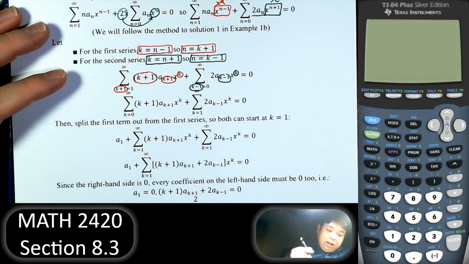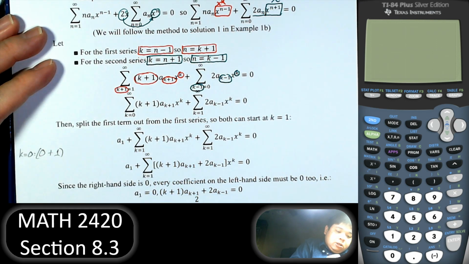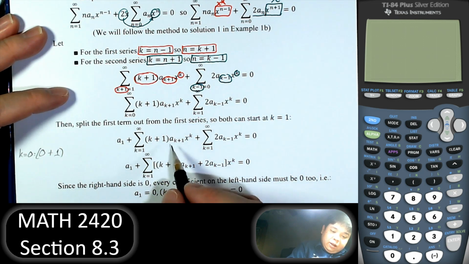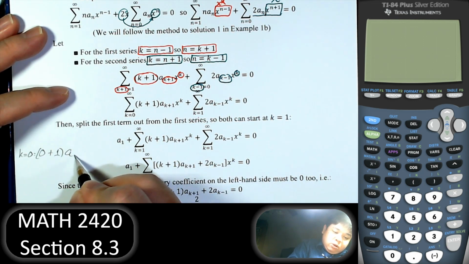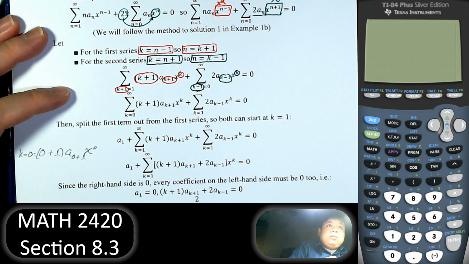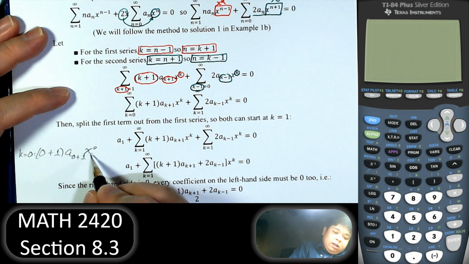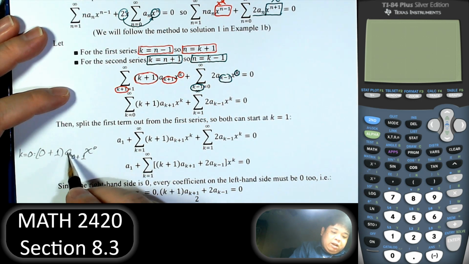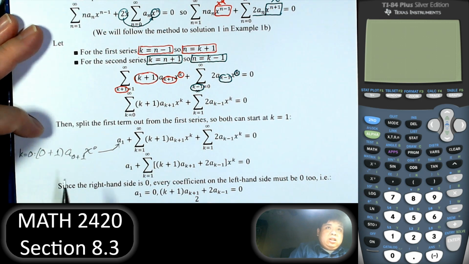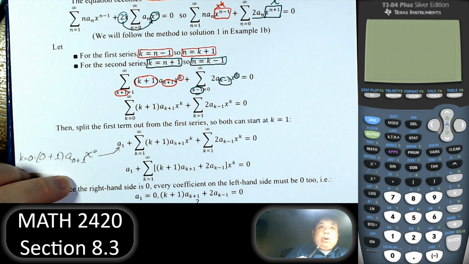Let's use pencil. When k equal to 0, we have 0 plus 1, a sub 0 plus 1, x to the 0. So this is 1, a sub 1, and x to the 0 is 1. So we just have a1. So this is when k equal to 0. When we take care of that, the series now starts from 1 to infinity. Right. Now we can combine them.